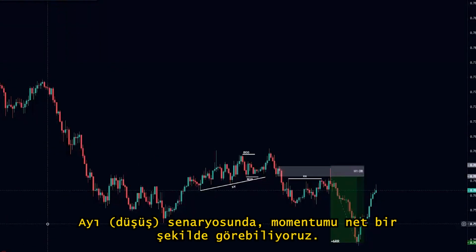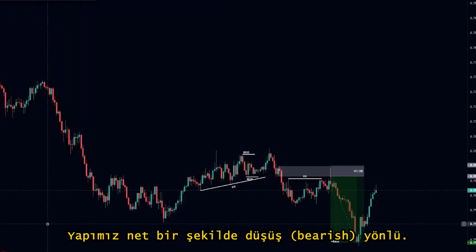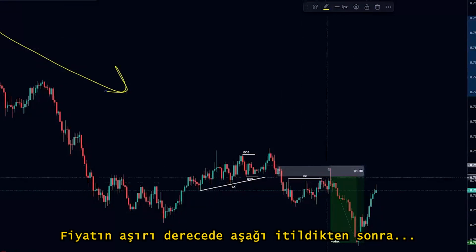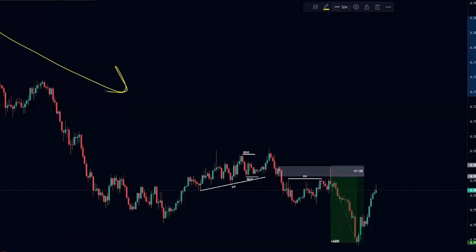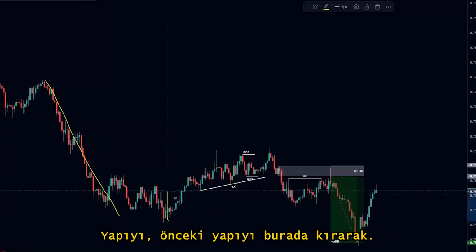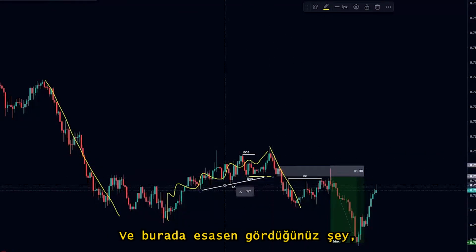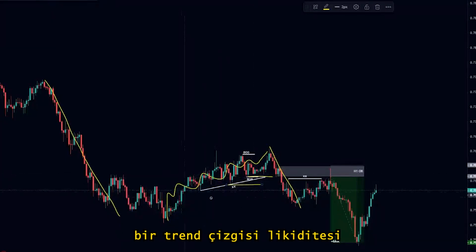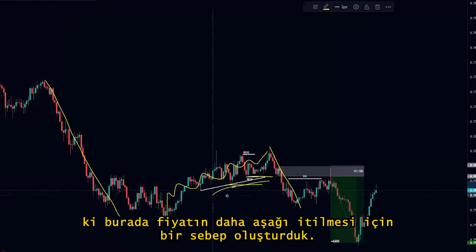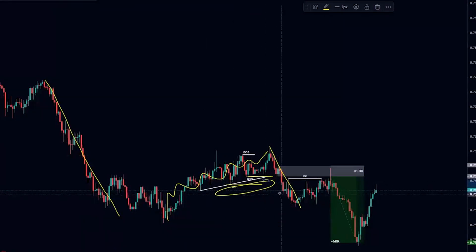Now let's take a look at another example here on AUD USD. In a bearish scenario, we can clearly see momentum or structure is clearly bearish, right? So the risk entry could be used as we are in a pro trend analysis. We can see that price, after pushing extremely low, has a corrective move up and then a new impulse to the downside, breaking the previous structure here. And what you essentially see here is a trendline liquidity or a sequence of mitigated order blocks where we would have generated cause and reason for price to push lower.